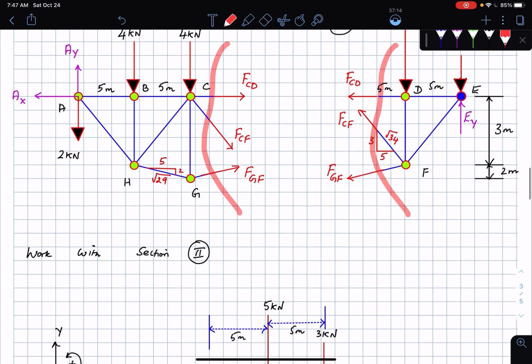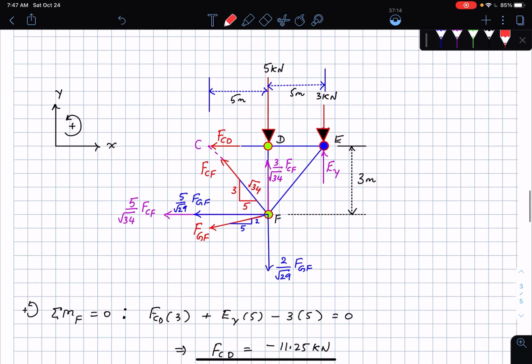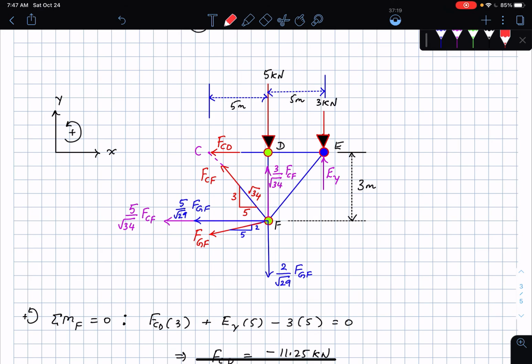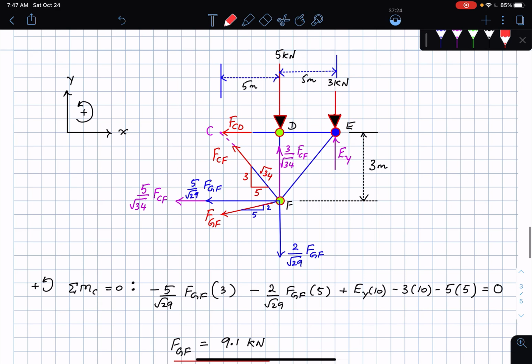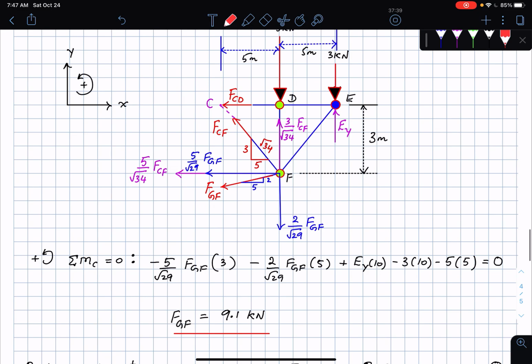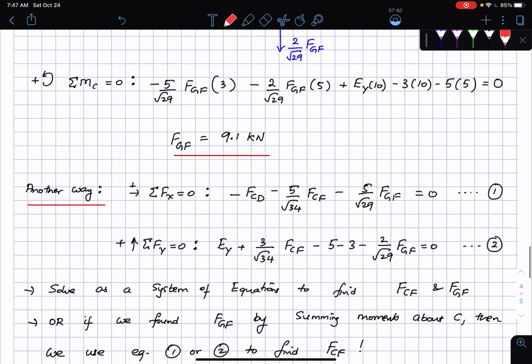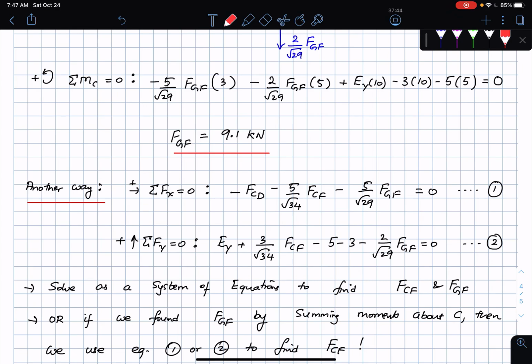Once I do that, I can choose which cut I want to work with. I'm going to work with section 2 here. I can sum moments about the point F, and I can find out FCD. And I can also sum moments about the point C to find FGF. Look at the way I have broken the force FGF into its components, starting from the point of application of that force all the way to the point F here. Do not break this force into components in mid-air. So this is what I've done here. Or you can solve this as a system of equations. You can find out FCF and FGF this way. Either one is okay with me.